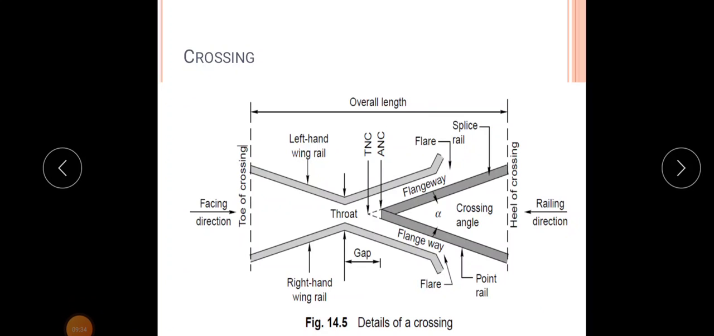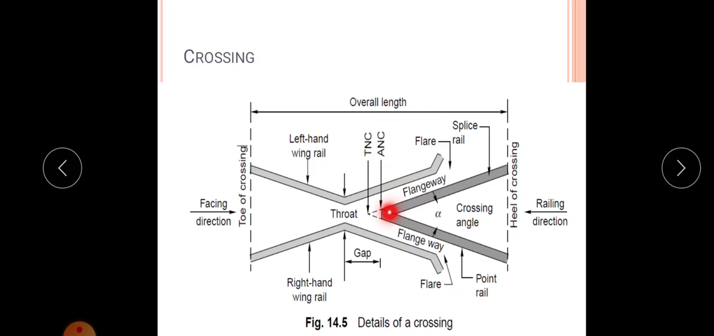So the first component of crossing is the two rails: the point rail and the splice rail. Here it is shown, point rail and splice rail. These are machined to form a nose, and this is known as the actual nose of crossing, ANC.